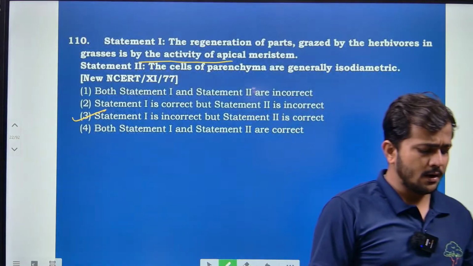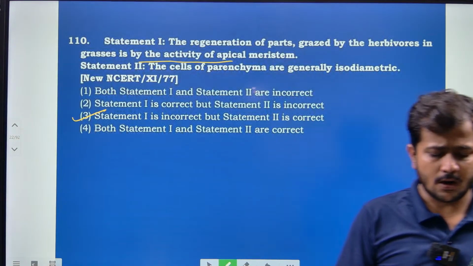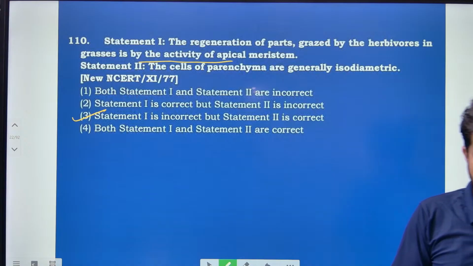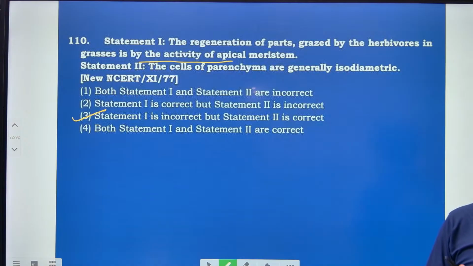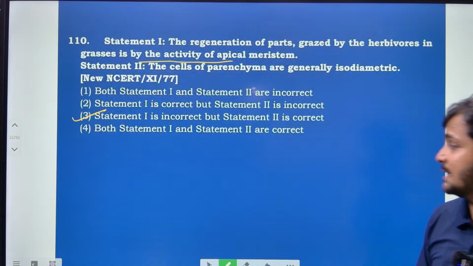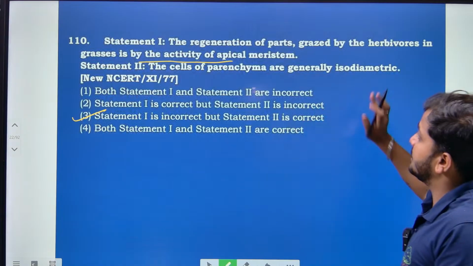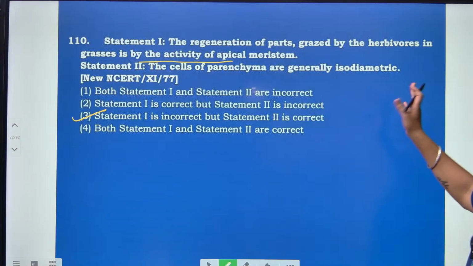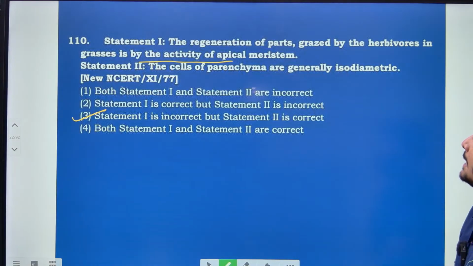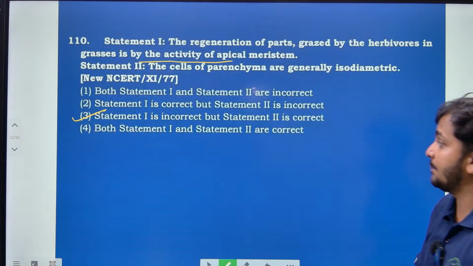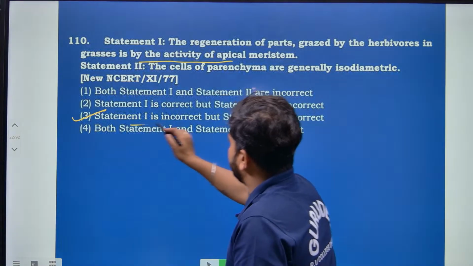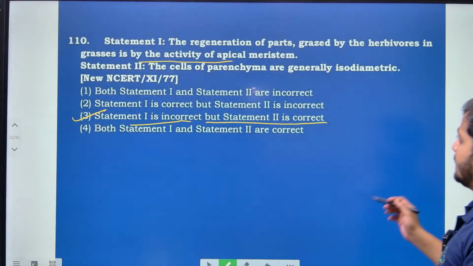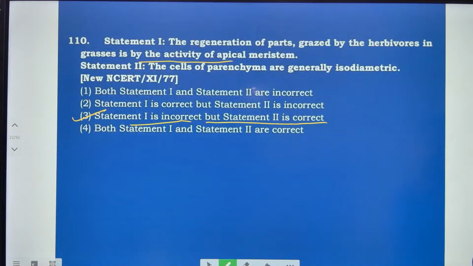The reason: intercalary meristem occurs particularly in grasses and regenerates parts removed by grazing herbivores. Parenchyma cells are basically isodiametric, right? So in the grazing animals, it is the intercalary meristem that gets eaten by the herbivores. Based on that, statement 1 is incorrect, but statement 2 is correct, right? So option 3 is correct.